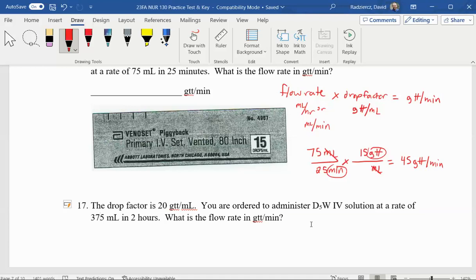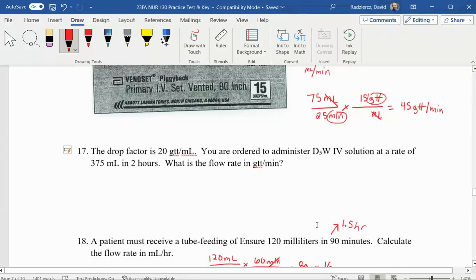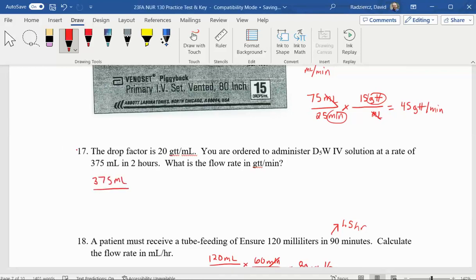And then I'm going to go ahead and write out. So I'm going to do this two ways. I'm going to do it a long way, and I'm going to do it a shorter way. But both ways kind of take some time. So I'm going to take my flow rate, which is the 375 milliliters, 2 hours. I'm going to multiply by my drop factor, which is the 20.